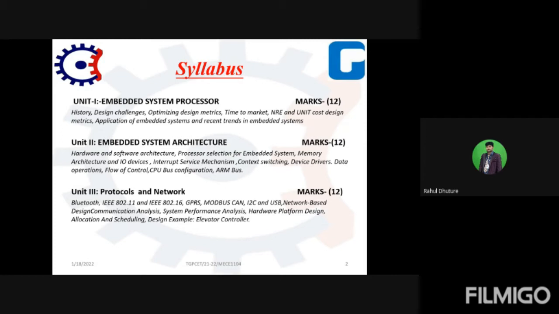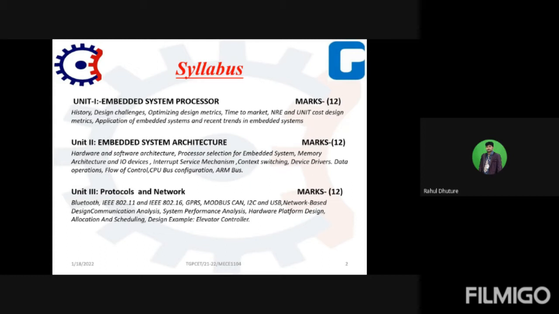In embedded system and processor, we are discussing the basic knowledge, basic fundamental concepts, and the history of embedded system processors. In short, we can learn optimizing design metrics, time to market, NRE, unit cost, design metrics, applications of embedded systems, and the recent trends in embedded systems. In short, we can say these are the basic concepts, the applications, and how to design an embedded system. So these are the basic concepts related with unit number one.